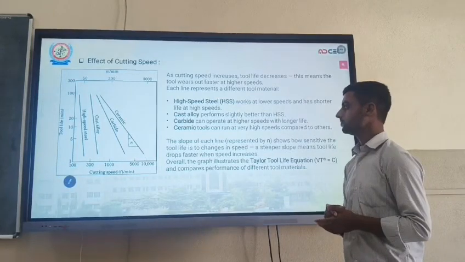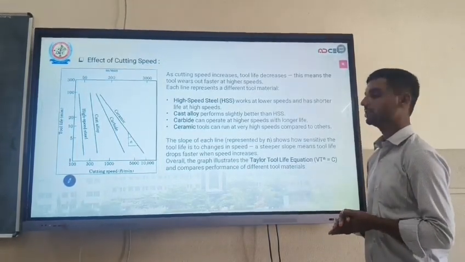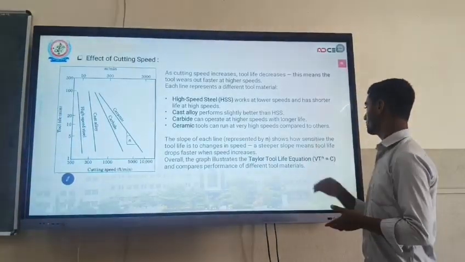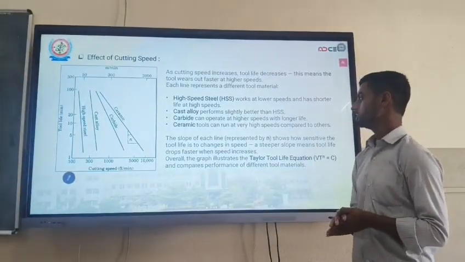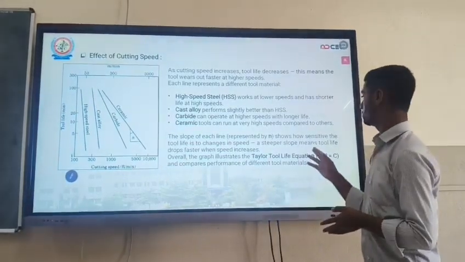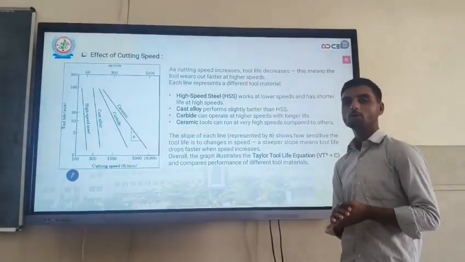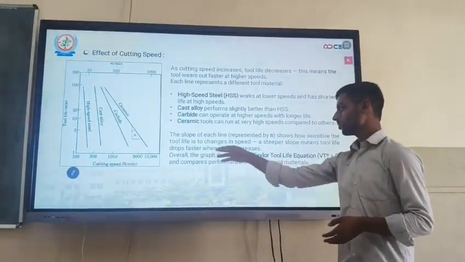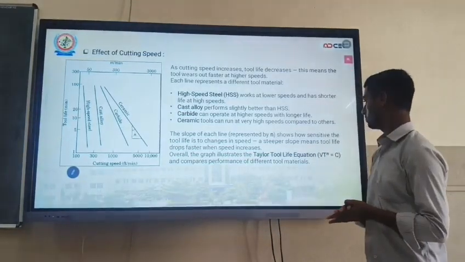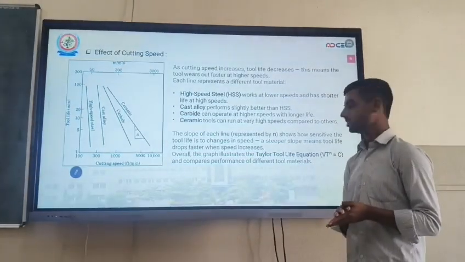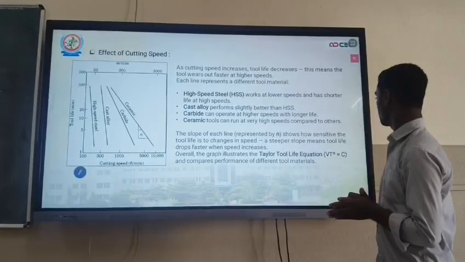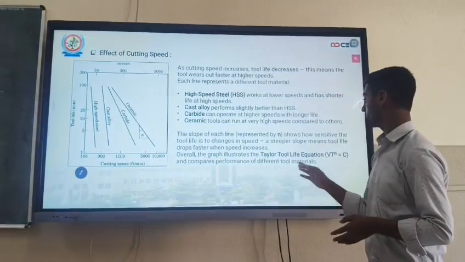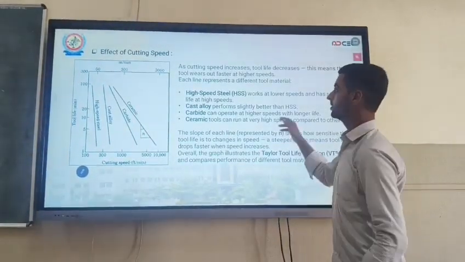The slope of each line, represented by m, shows how sensitive the tool life is to changes in speed. The steeper the slope, the faster the tool life drops with speed. Overall, the graph shows Taylor's tool life equation, VT^n = C, and compares the performance of different tool materials.